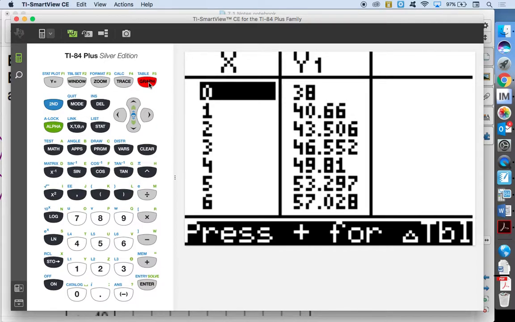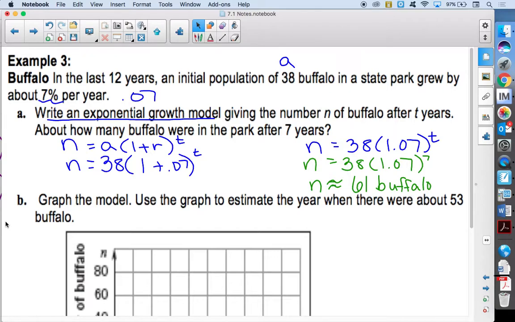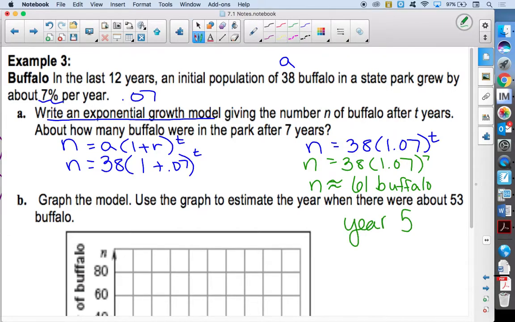So that's where the table is really helpful. Using the table, you can see that at the year 5, there are about 53 buffalo. So that would be year 5, the 5th year, however you want to state that. Questions?